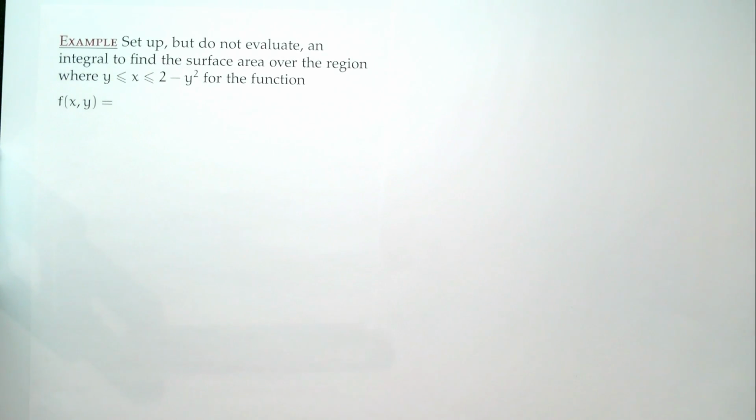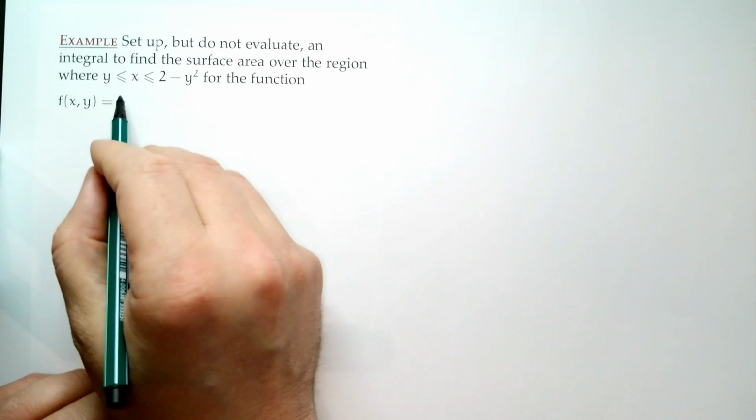Set up, but do not evaluate an integral to find the surface area over the region where y is less than or equal to x, which is less than or equal to 2 minus y squared, for the function. And it appears I did not write a function down because we're doing a setup problem. Now it's your choice. What would you like the function to be? What function have you always wanted to know the surface area for? Anything? 2? You've always wanted to know the surface area for 2? That's not a very complicated one to find the surface area for. But I can put a 2 here to start us.